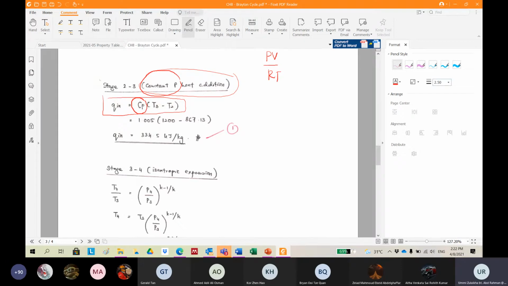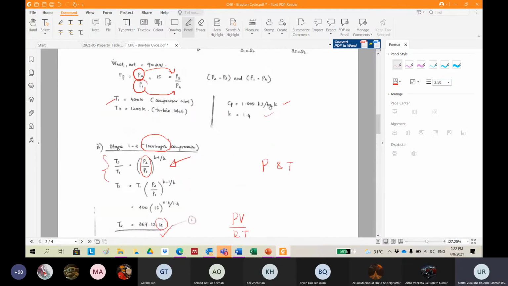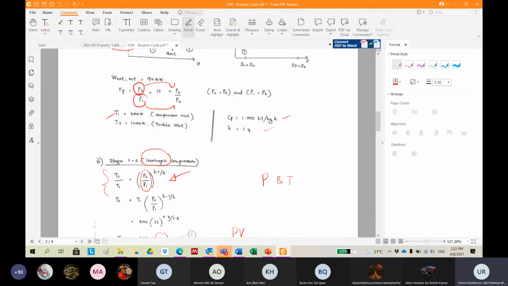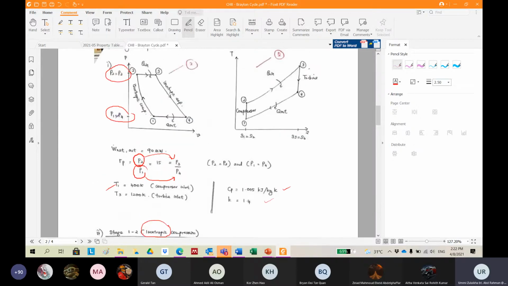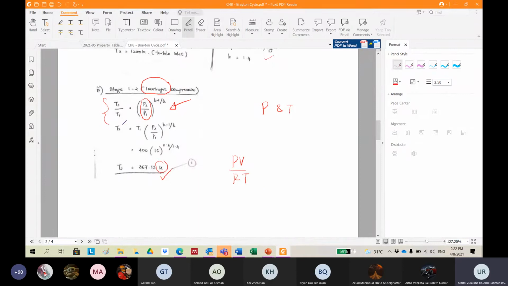Next, if you look closely, so far you have obtained T1, T2, and T3. Do you know what P1 and P2 are? You don't know yet, right? So basically you need to get the answers for P1, P2, and P3. Later you look at the question. And as I said, for isentropic you can use either the isentropic relationship or PV over RT.